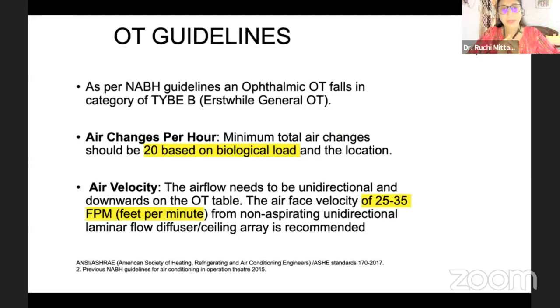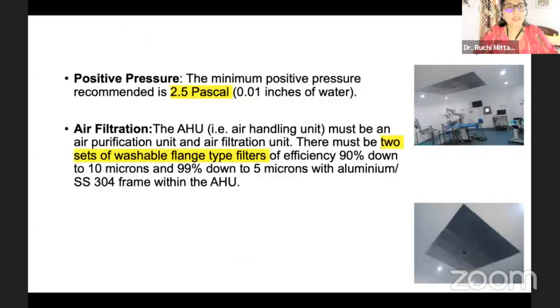The air changes recommended per hour are 20, involving 4 fresh air changes. Air velocity should be 25 to 35 feet per minute and it should be unidirectional and downward towards the OT table. The minimum positive pressure recommended is 2.5 pascals, and the air handling unit, which is an air purification unit and also an air filtration unit, must have 2 sets of washable flange type filters.